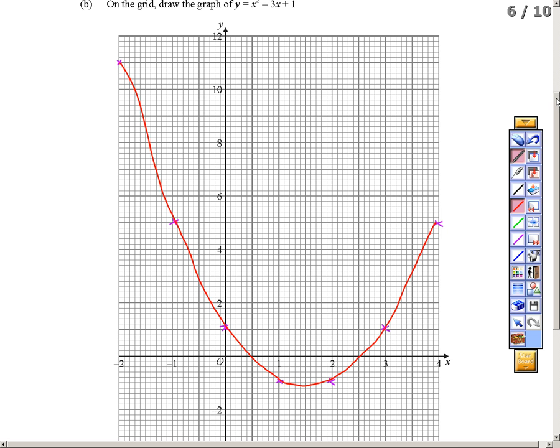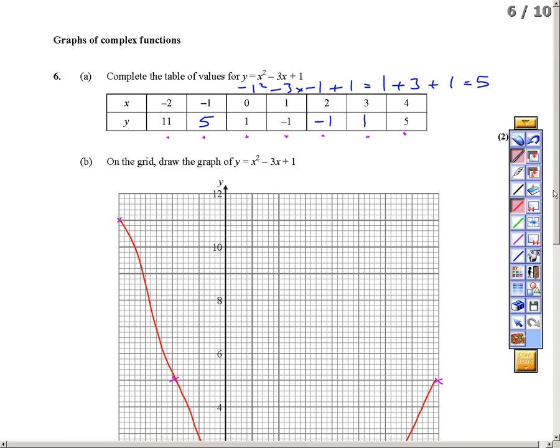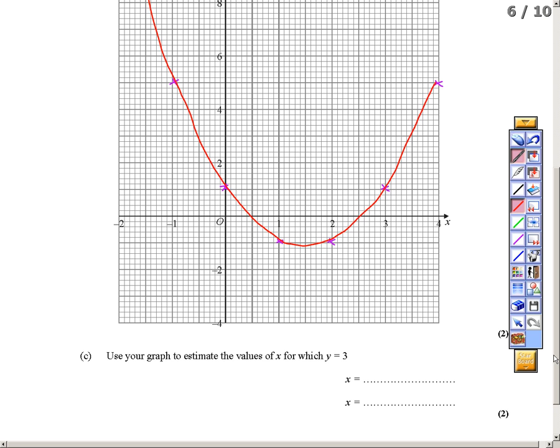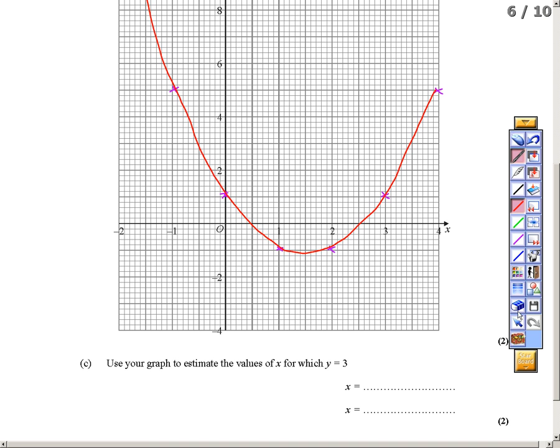And the final part of the question says to find the values for which y equals 3. So I want to produce a line through y equals 3. I'll perhaps undo that and do it in a different colour. Through all the values that have y at 3, ooh, there you go. And what are the x values? And I read them off.